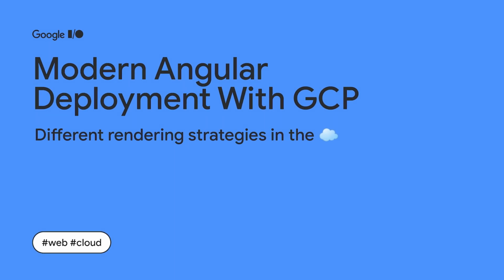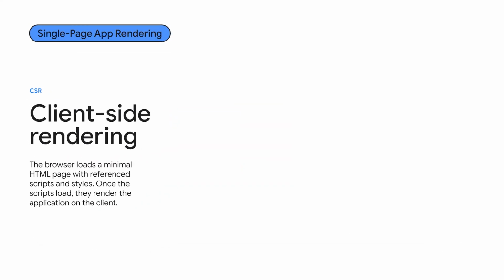Today I'll share with you how to host a modern Angular application with Google Cloud Platform. We can render a single-page application implemented in Angular or any other front-end framework in three different ways. Client-side rendering, where the browser receives an index.html file with reference scripts. Once the scripts load, they render the application.